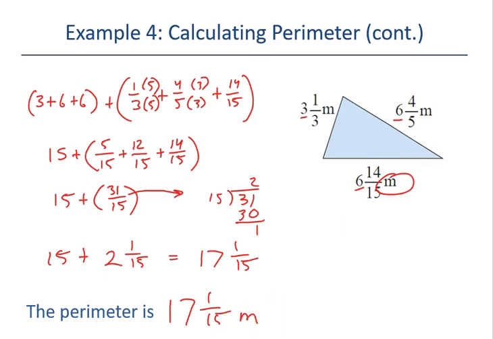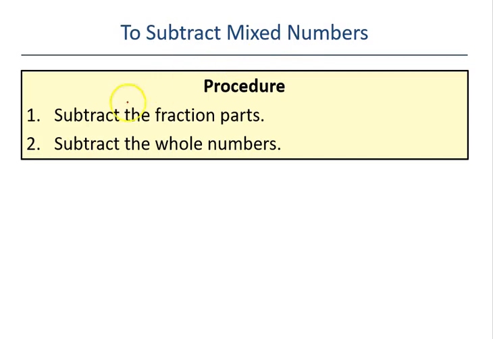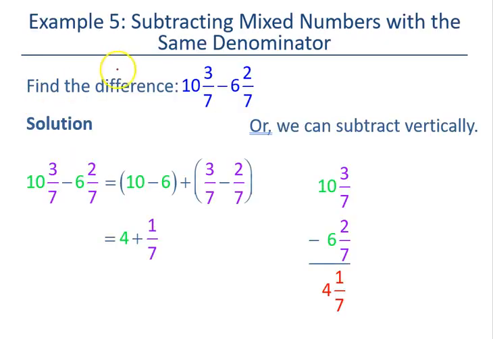Meters. Okay. Now we're going to subtract mixed numbers. We're going to subtract the fraction parts and subtract the whole parts, just exactly like we did with addition. Let's come in here and see one that's already filled out for us, and then we'll continue on. Find the difference of 10 and 3/7 minus 6 and 2/7. Notice here, they've got the exact same denominators, so I can just go, well, what's 3 minus 2? And what's 10 minus 6? We're grouping. 10 minus 6 is going to be the 4. 3 minus 2 is going to give me the 1. And so my final answer here is going to be 4 and 1/7.